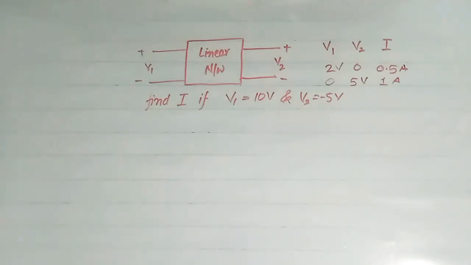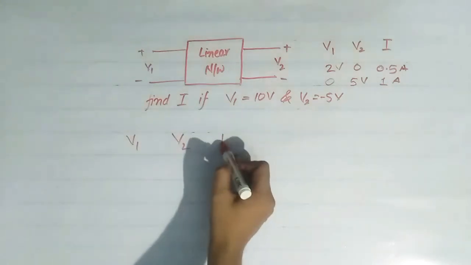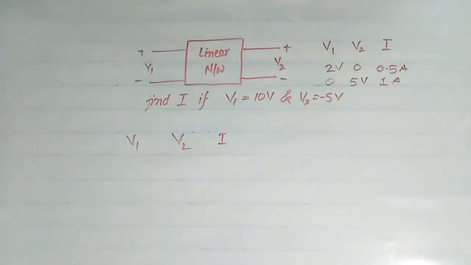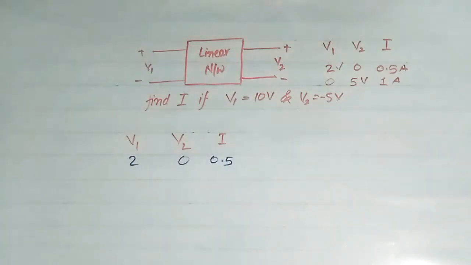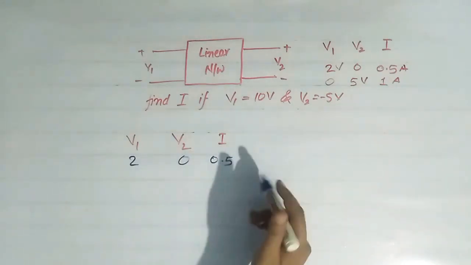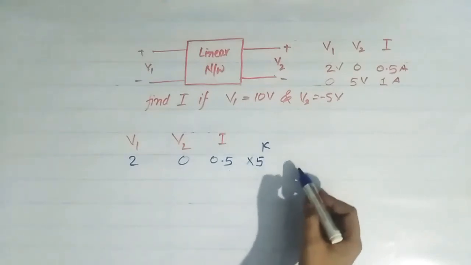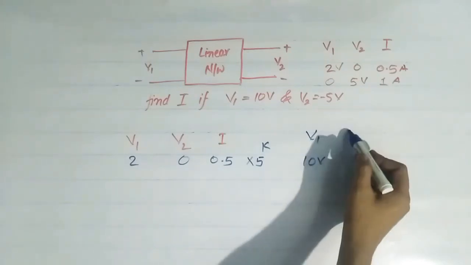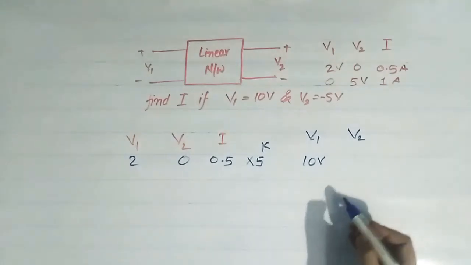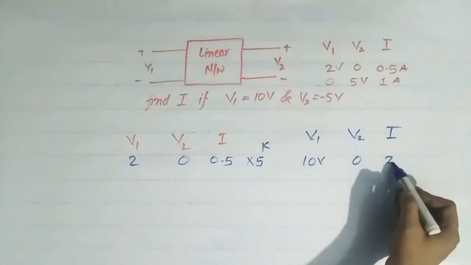So here by homogeneity we can write, suppose this is V1, this is V2 and this is I. Initially V1 is equal to 2, V2 is 0 and I is 0.5. If we multiply this by factor k equal to 5, then we get V1 is equal to 10 volt, V2 is equal to 0, and what is I? I is equal to 2.5.